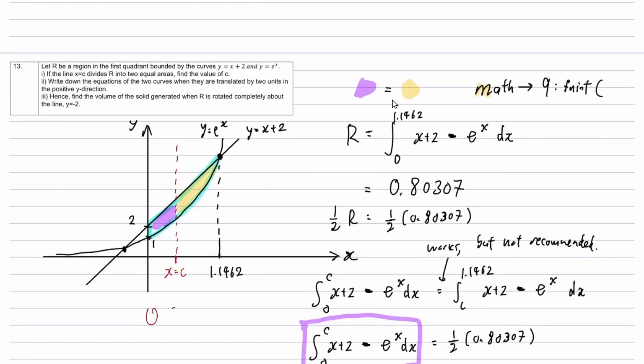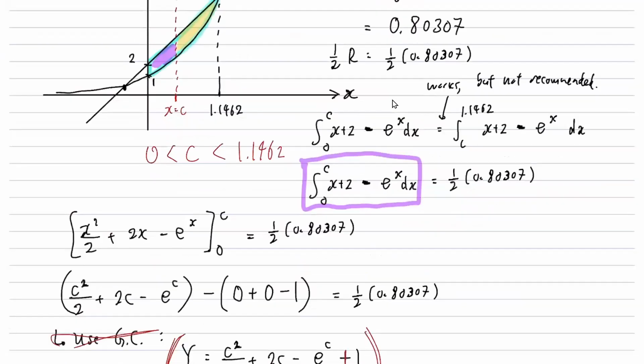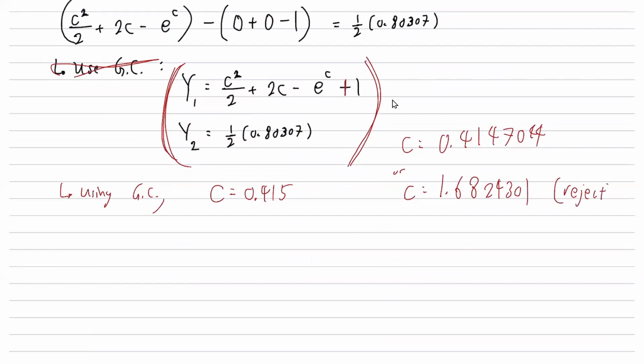C must be, so here we should write down the inequality for C. 0 less than C less than 1.1462. Okay. So straight away we reject this guy. Then we accept this guy. Rounded off to 3SF, 0.415. Okay, that's how you solve this question. Interesting question. Okay, next part 2.